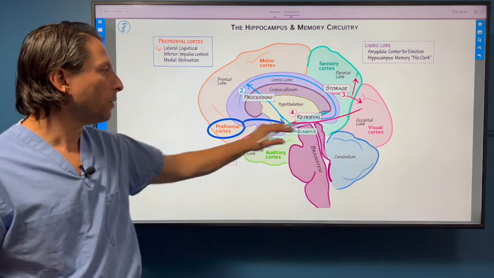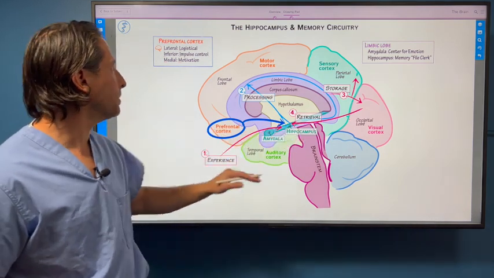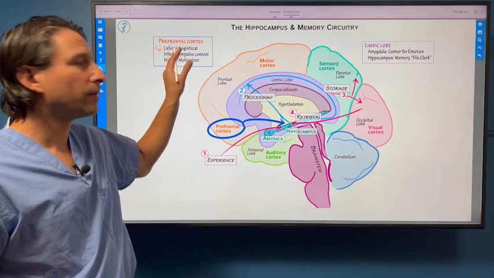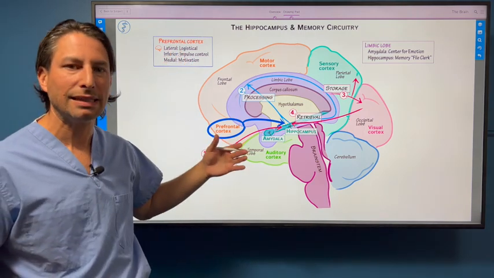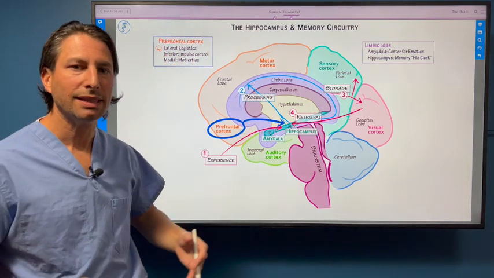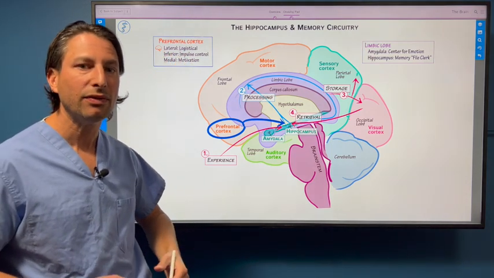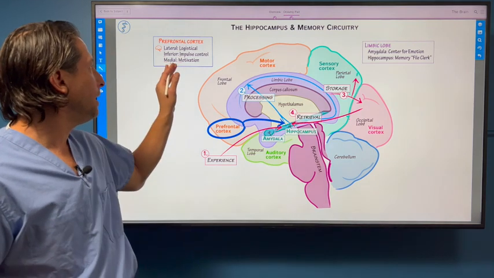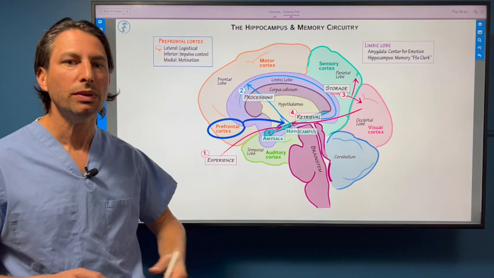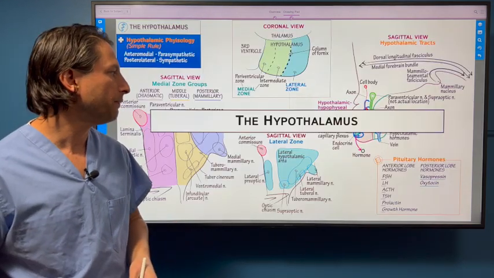The prefrontal cortex acts on the hippocampus as well, and there's this helpful heuristic where lateral is logistical or task sequencing, inferior for impulse control, there's disinhibition if there's injury to the inferior prefrontal cortex, and then medial for motivation. If there's injury there, there's abulia, a lack of motivation.